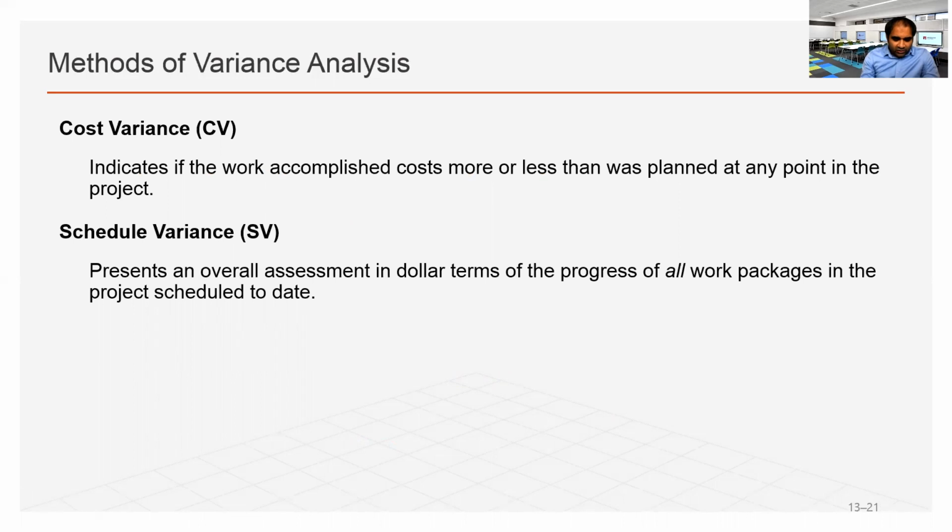All right, so the definition of cost variance and schedule variance, in mathematical terms: cost variance, CV, is earned value minus actual cost, right? And schedule variance, SV, is earned value minus planned value.